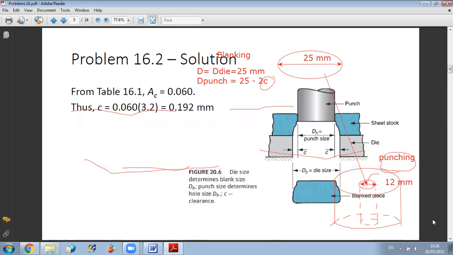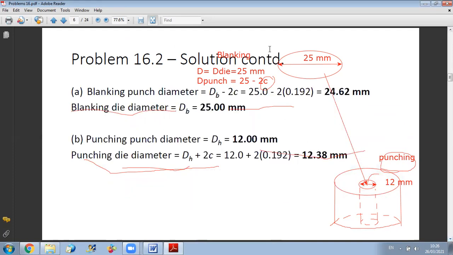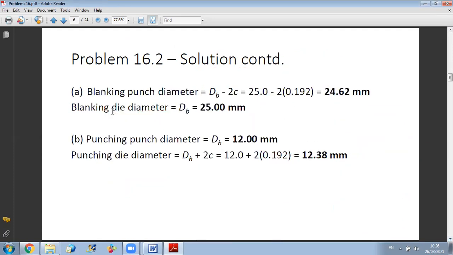Then after this, we can calculate for the blanking operation. We know that in the blanking operation, the die diameter is imposed by the size of the final product. So it's 25 millimeters, which is the diameter of the outer cylinder. And then the punch diameter will be determined by dB minus 2C, after calculating C from the table. So now these are the dimensions for the blanking operation.